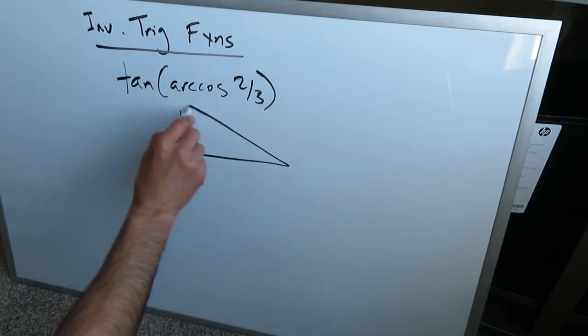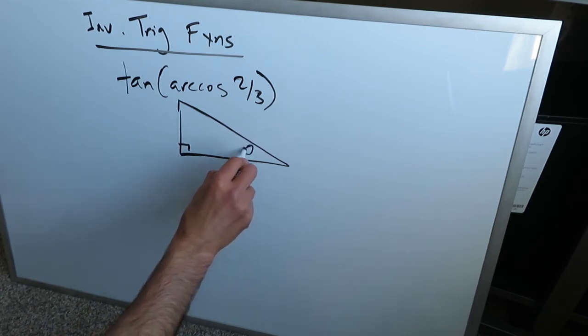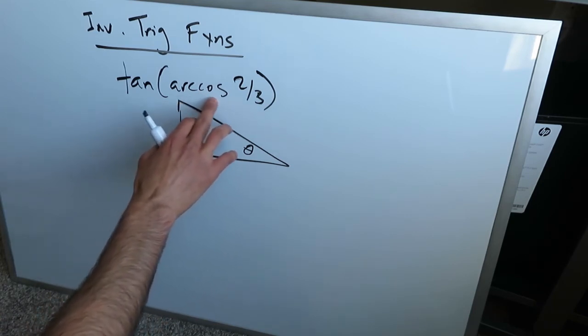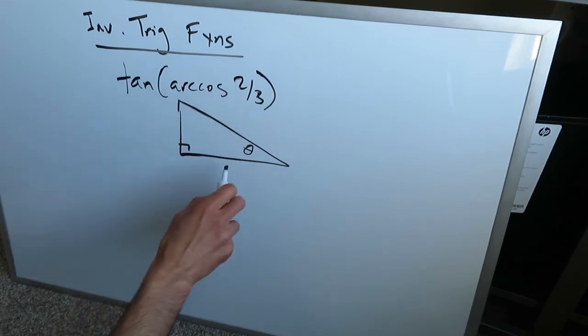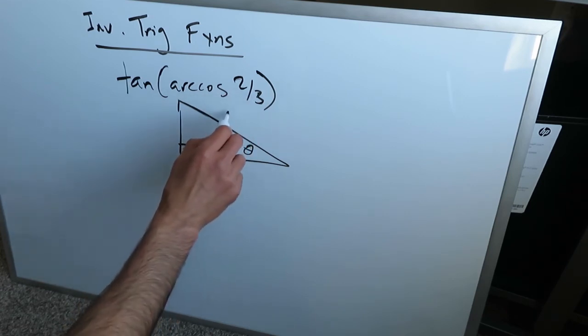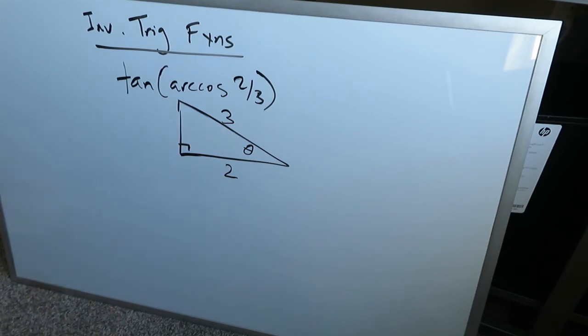Always start with a 90-degree triangle and designate one side as your theta or x, whatever variable, and then you look at the definition of cosine. You know cosine is adjacent over hypotenuse. So plug those in. What's my adjacent here? It's a 2. Remember, it's always adjacent over hypotenuse for cosine. What's my hypotenuse? 3.